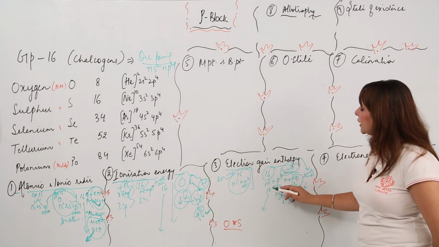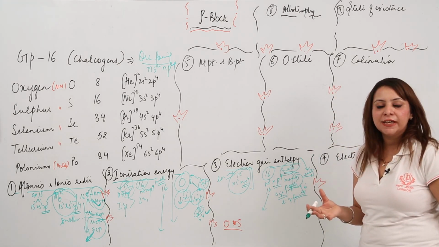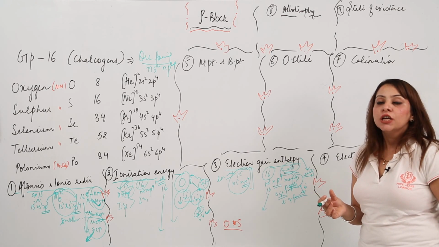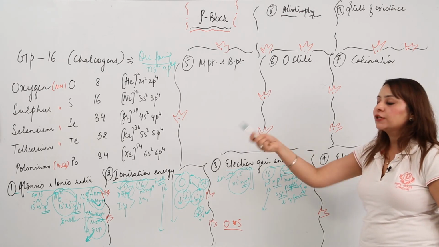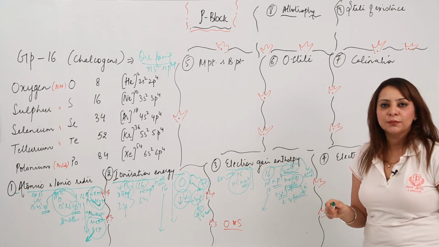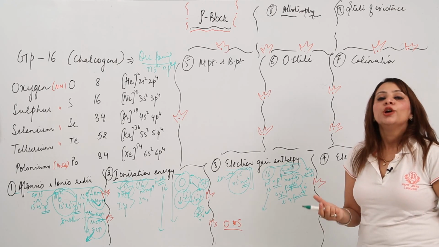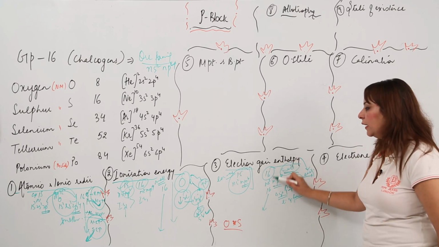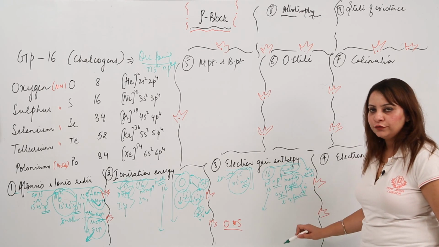So here, as we move down, the size is increasing and the nuclear charge is decreasing. Therefore the attraction for the upcoming electron is less, because the nuclear charge is somehow less, due to which electron gain enthalpy becomes less negative as we move down.